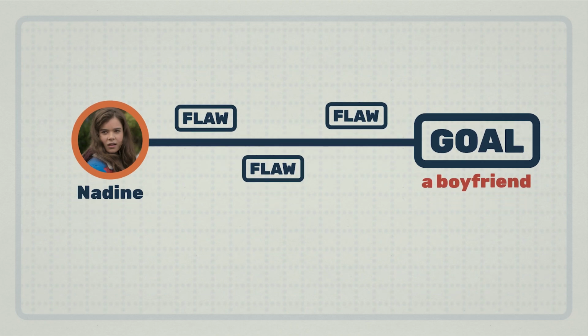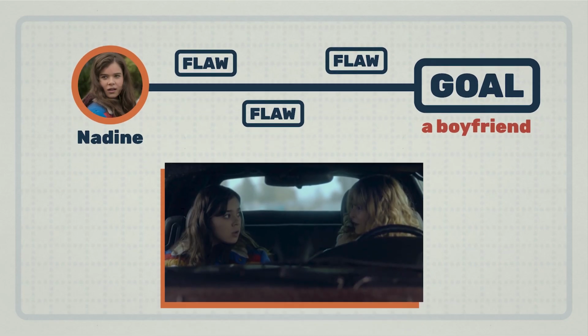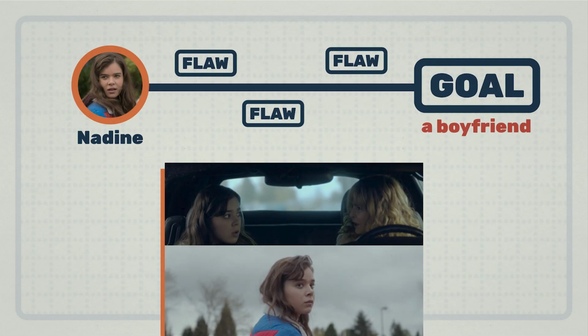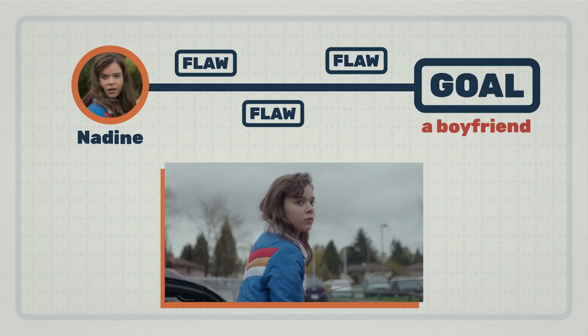For example, when Nadine's mother drives her to work, it's only because Nadine refuses to get out of the car. And she refuses to get out of the car for fear of being seen by her ex-best friend, Krista, which is a problem created by her flaw of self-loathing.